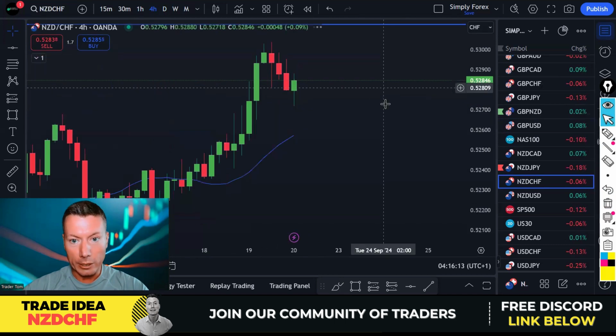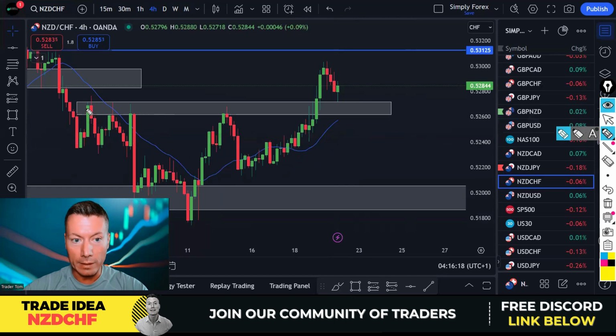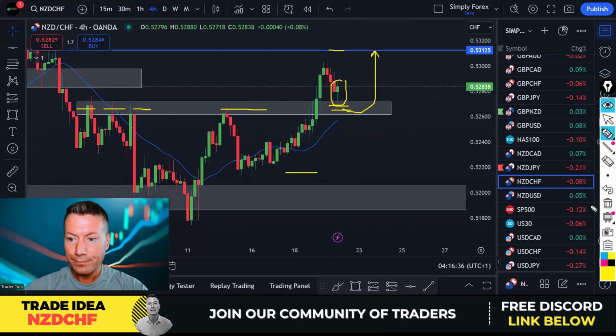If we drop down to the H4, we're getting a nice ping off this grey zone already. You can see there's a level through here, and you can see this candle pinging off this level. Now, again, it's about stop loss placement and target for me. This will dictate how I trade this pair, but I want to buy this back up to here.